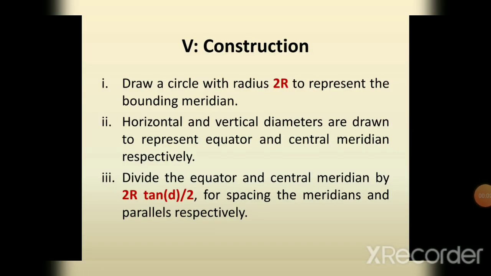Now I come to the construction part. First, you have to draw a circle with a radius of twice R to represent the bounding meridian. Next, within this circle, you have to draw the horizontal and vertical diameters to represent the equator and the central meridian respectively. Now you have to divide this equator and the central meridian by the twice R tan θ by 2 formula for spacing the meridians and the parallels respectively.